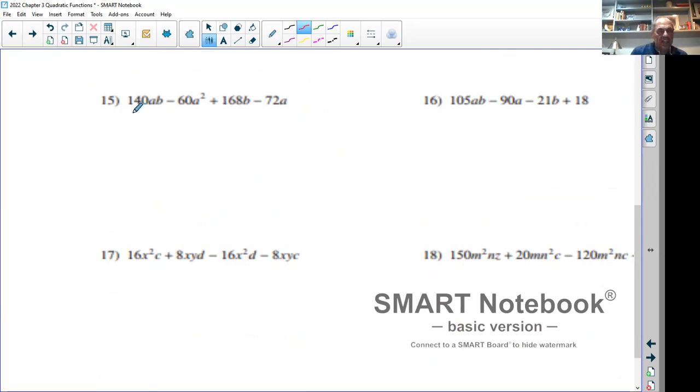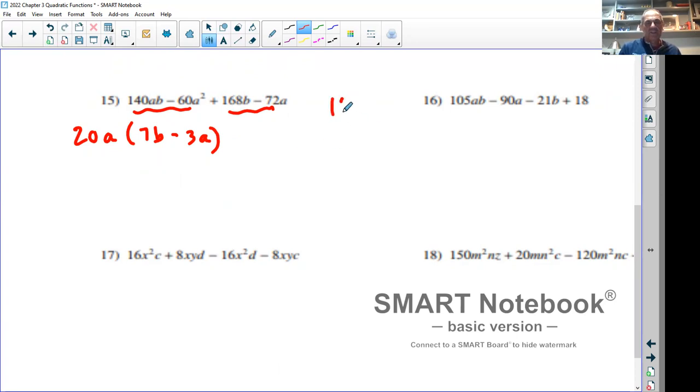We'll start with first to last. See what happens here. Well, a GCF for 140 and 60, no 10 goes in. How about 20? 20A? Leaving me with 7B minus 3A. That's solid. Now, how about 168 and 72?